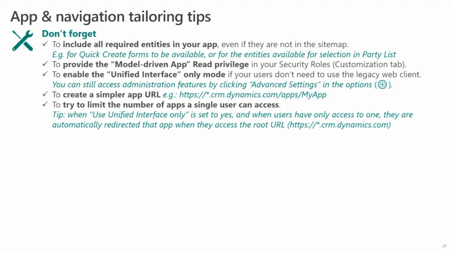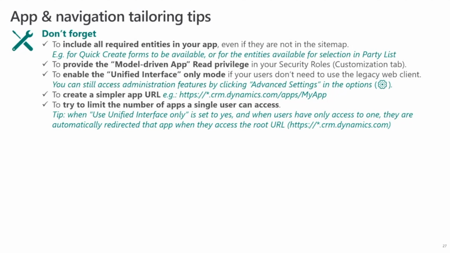So for example, you could want some quick create forms for entities that are not necessarily part of the sitemap. Or you could also tailor the list of entities that are available for selection in party list. A party list field is, for example, the recipient of an email. For example, if you want to send an email to a queue, you need to make sure that the queue entity is part of your app.